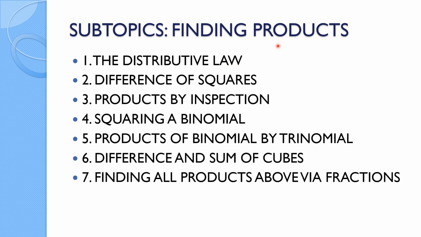Under finding products, we would test number 1, distributive law. Difference of two squares, or dots as you refer to it. Products by inspection, meaning trinomials, can you multiply out? Squaring a binomial. Product of binomial by trinomial. Difference and sum of cubes. Right, and everything above here we can test in the form of fractions as well.